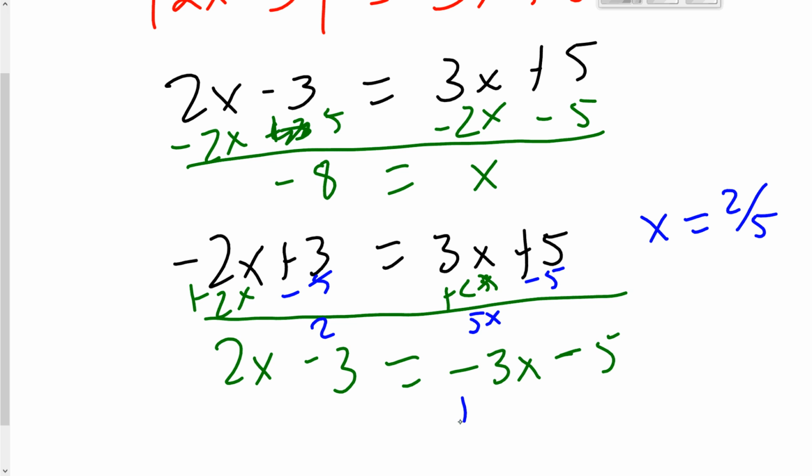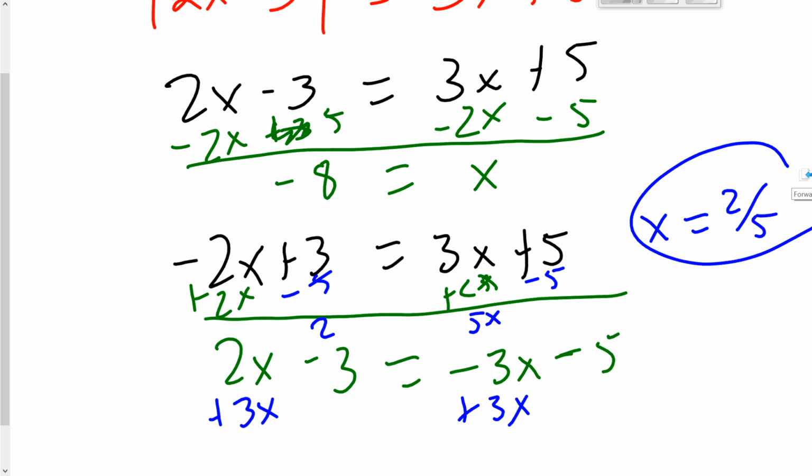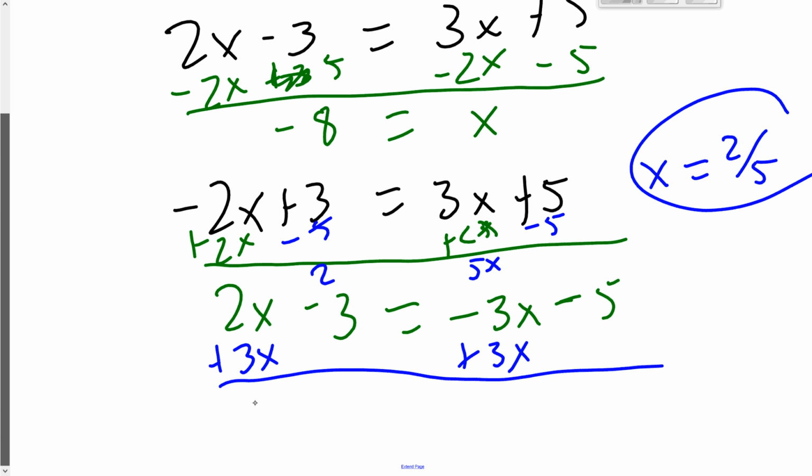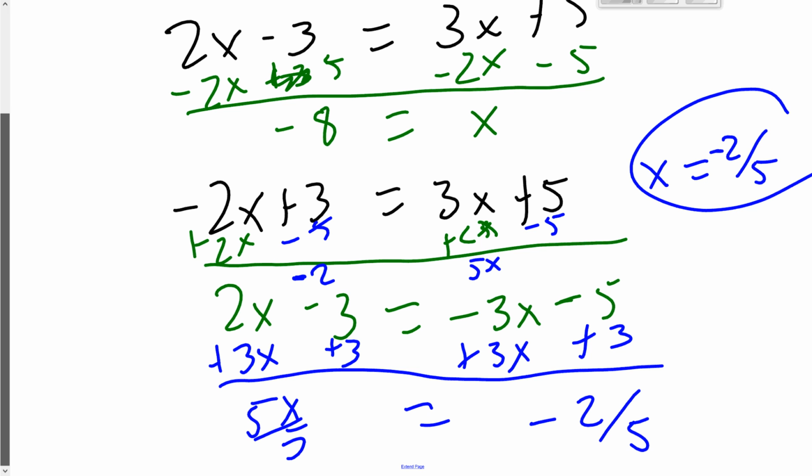Now if I do the same one here, if I add 3x, I should get the same answer, right? So we get 5x here, we add 3, we get a negative 2. Oh, this answer was a negative 2, right? 3 minus 5 is a negative 2, so this should be negative 2/5. So then divide by 5, and look, I get a negative 2/5. So just make sure you go about that the right way.